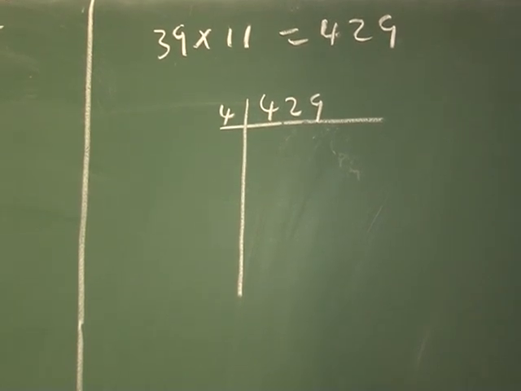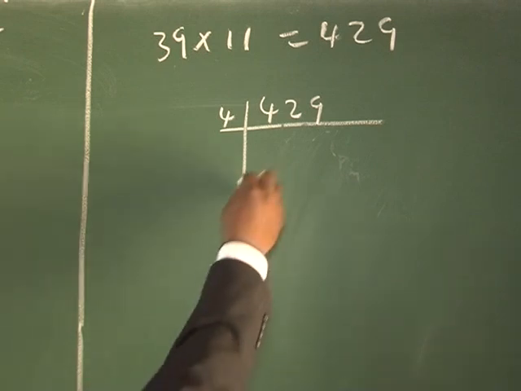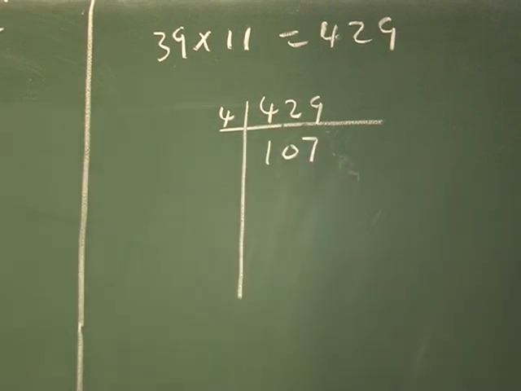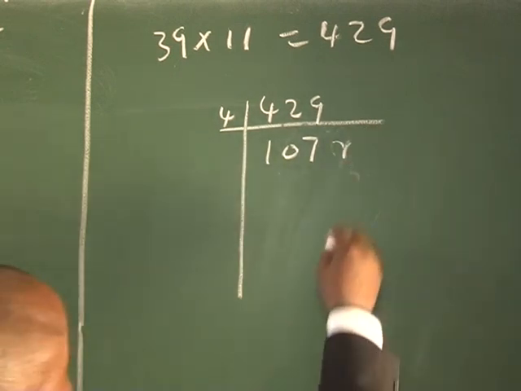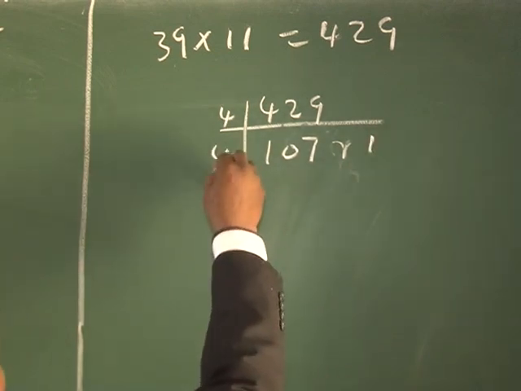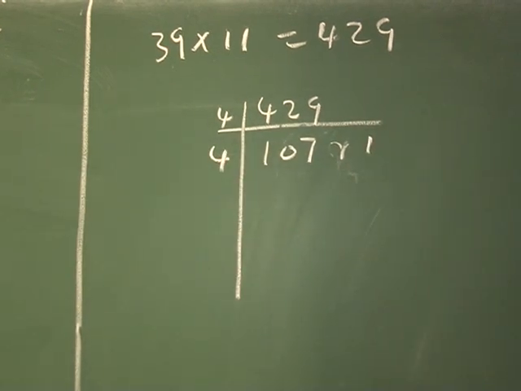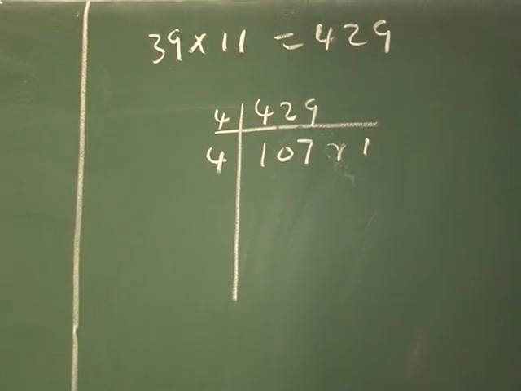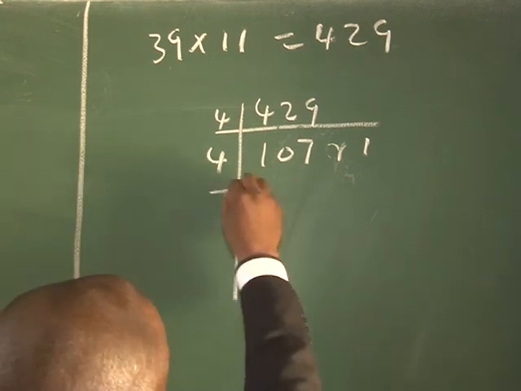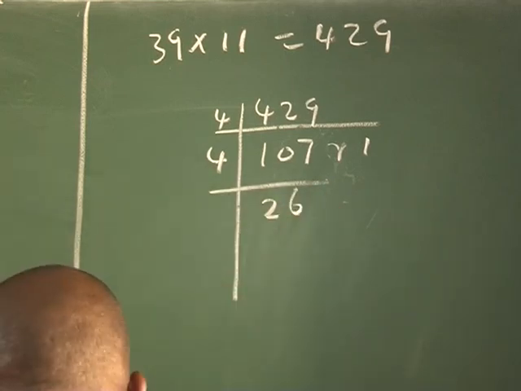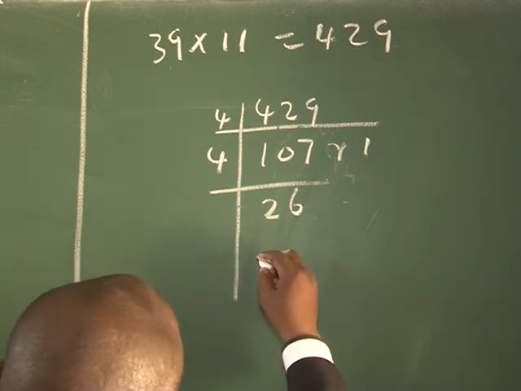If you divide 429 by 4, you have 107, remainder 1. Then 107 divided by 4 will give us 26, because I know that 26 times 4 gives us 104. So we have 26, remainder 3.